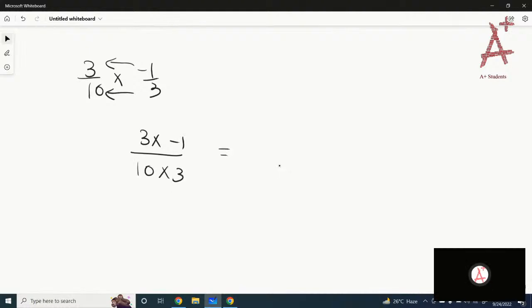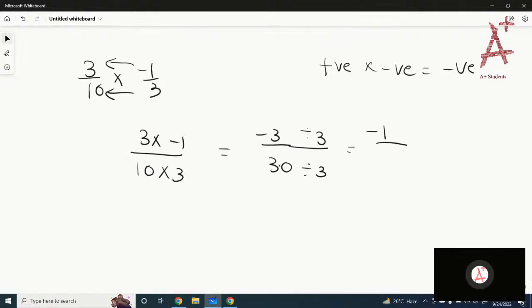So 3 times negative 1: you are multiplying a positive and a negative number. When you are multiplying a positive and a negative number, the answer must be negative. If both numbers have different signs, the answer must be negative. Got it? So 3 times negative 1 is negative 3 and 3 times 10 is 30. You can divide them by the common multiple, that is 3. So divide both the numbers by 3. Negative 3 divided by 3 is negative 1 and 30 divided by 3 is 10. So the answer is negative 1 over 10. So select the correct option and then click on the OK button.